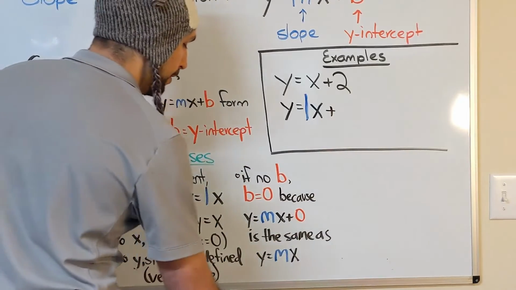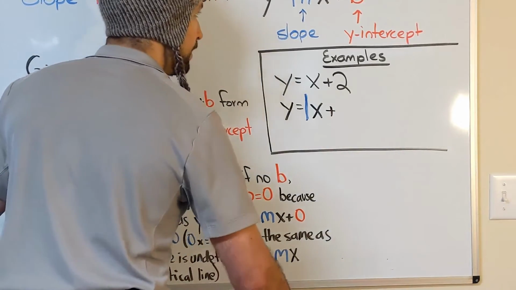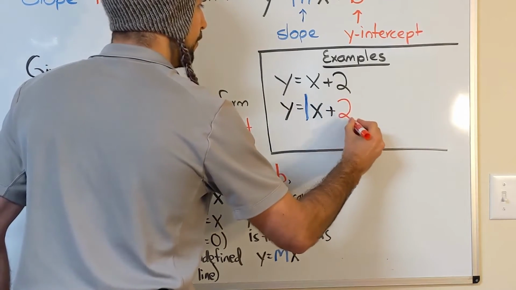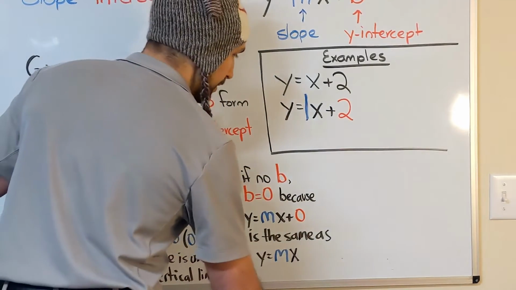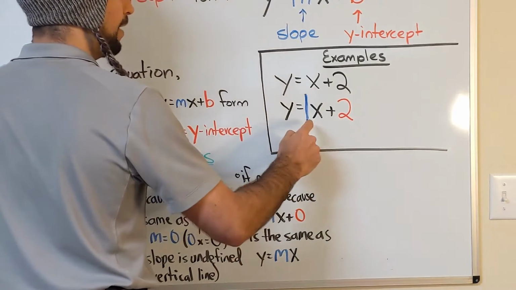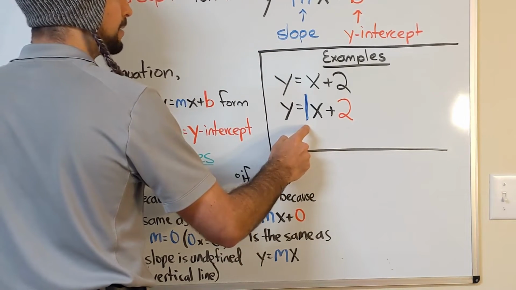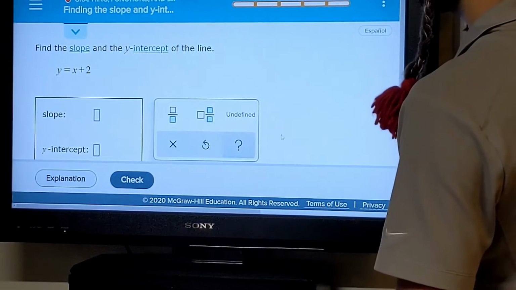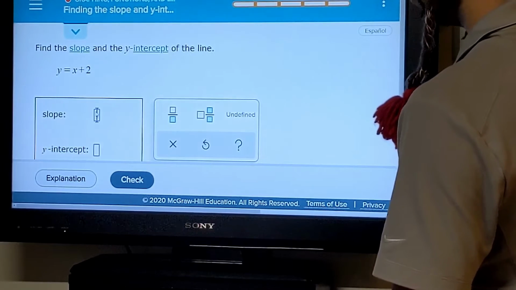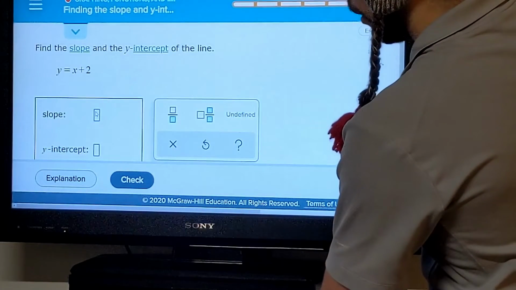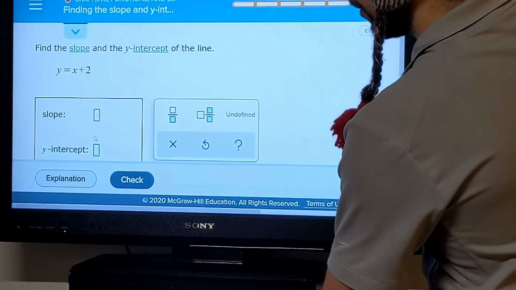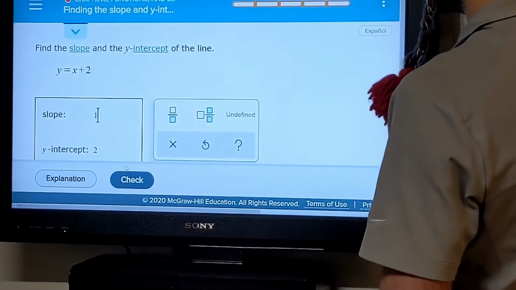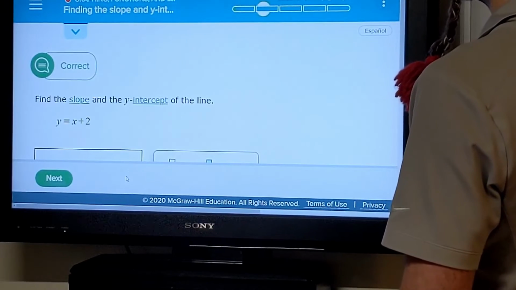And let me color code my b as well, since the y-intercept is just going to be our coefficient after that plus sign. So here we have our m, our slope, as 1, and b, our y-intercept, as 2. We'll go ahead and enter that into ALEKS. Our y-intercept was 2. Our slope was 1. Excellent.